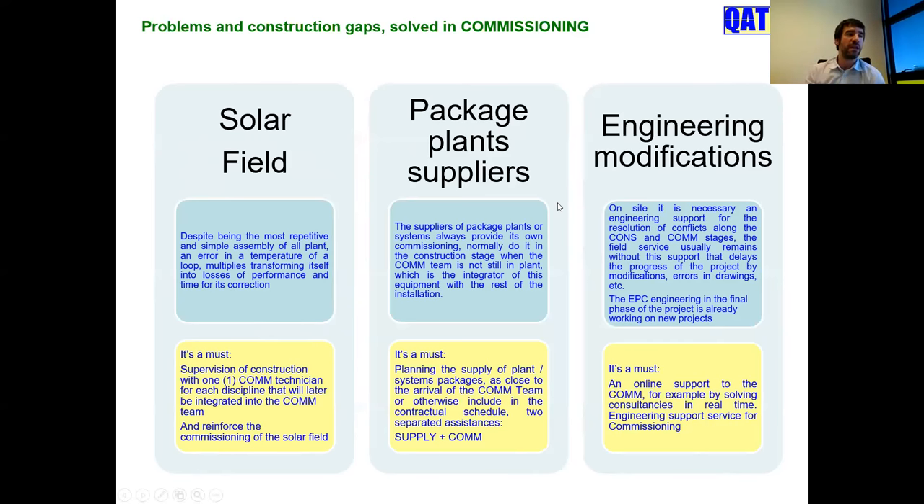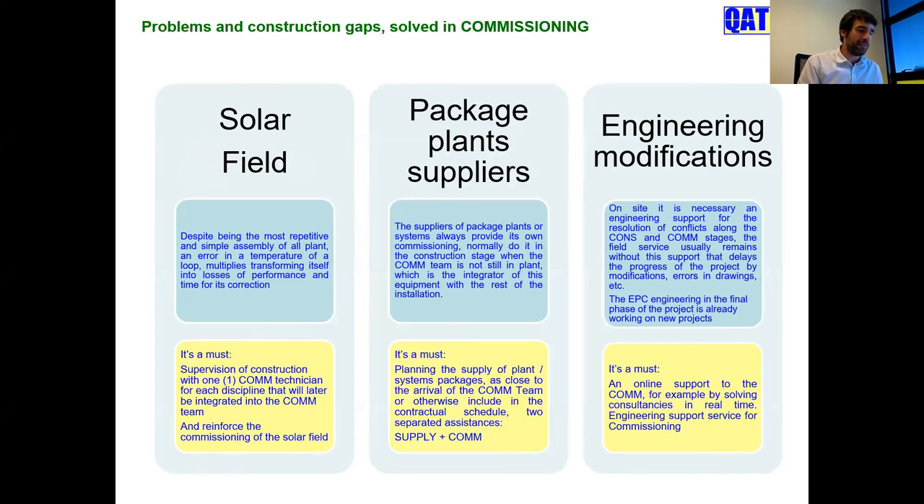Okay, suppliers of package plants. The commissioning team is an integrator of the commissioning, not a commissioner of all the elements. You have some package suppliers like the HTF boilers, the inverters, the frequency variators, the solar trackers, the gland steam boiler. The supplier supplies the element, and this element rests in the field, connected, up to the commissioning stage.